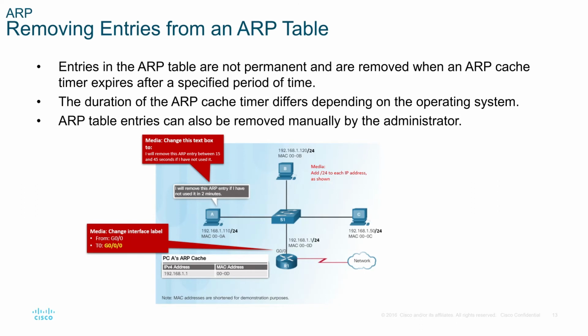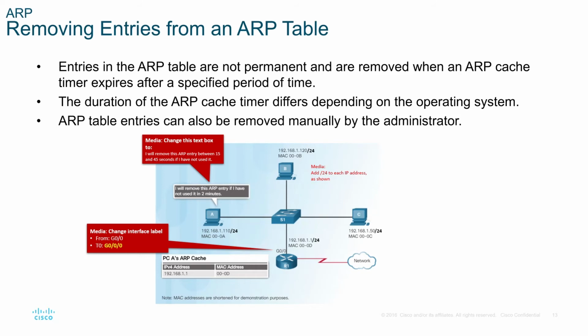If there are entries in the ARP table that need to be removed, the ARP table can be cleared on a PC, a router, or a switch. Entries in the ARP table are not permanent, though, and they are removed when an ARP cache timer expires after a specific period of time. The duration of the ARP cache timer differs depending upon the operating system. ARP table entries can also be removed manually by the administrator.